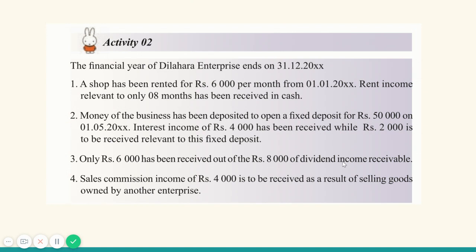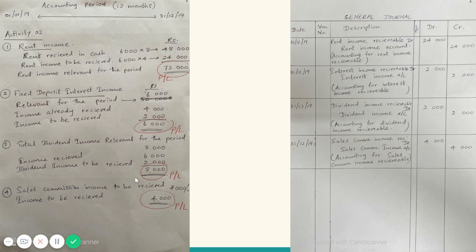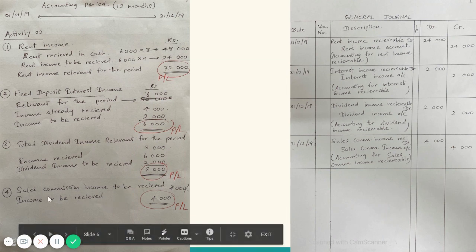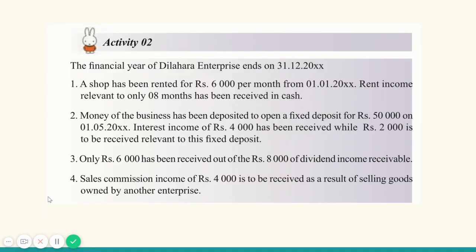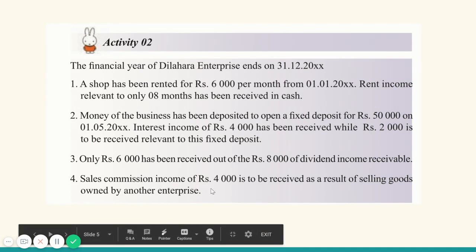Okay, then when it comes to the third one, only 6,000 has been received out of the 8,000 of dividend income receivable. So again, total dividend income relevant for the period is 8,000. Out of that, 6,000 has already been received in cash, and dividend income to be received is another 2,000. So 8,000 rupees is the total dividend income relevant for the period. Then the fourth one, sales commission income of 4,000 is to be received as a result of selling goods owned by another enterprise. That means the whole commission income of 4,000 has not been received by the business.